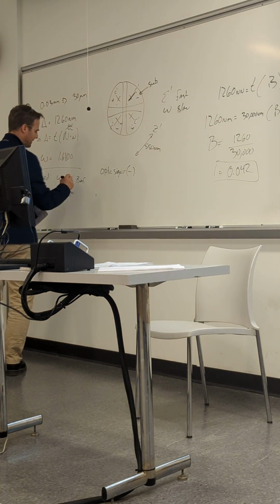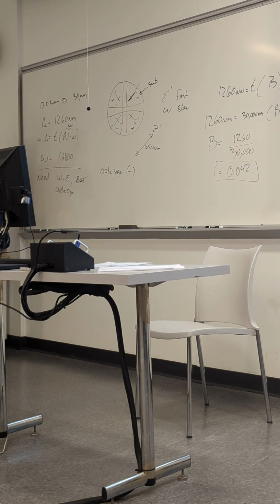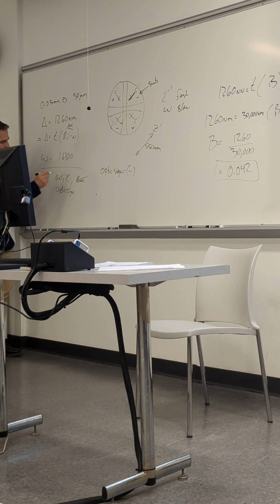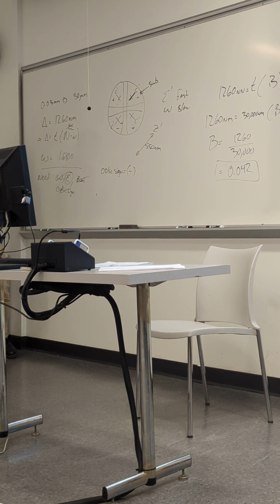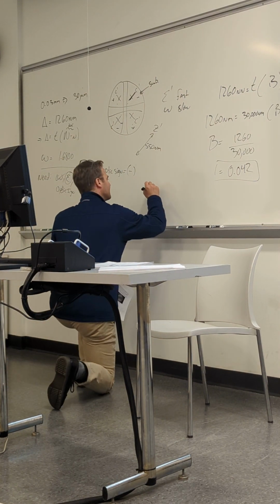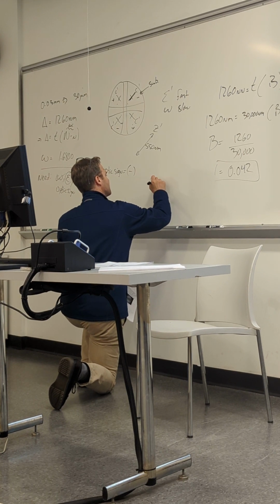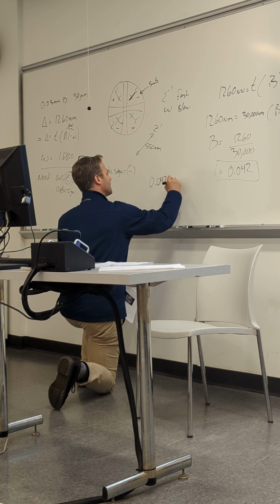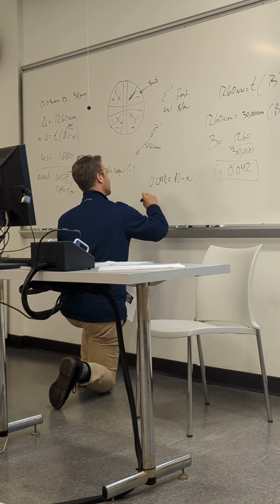All right. Check that off. Omega we got. So what's my last thing? I need to get this. How do I do that? Good. So, birefringence, 0.042 equals big N minus little n.